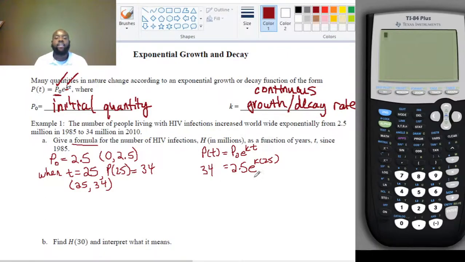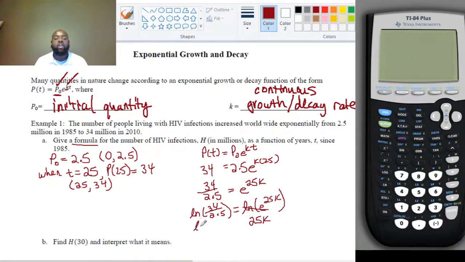And so here we have an equation with one single variable. Remember that e is a constant. We can solve for that by dividing both sides by 2.5. We can take the natural log of both sides. And we remember that the natural log and e are inverses of each other, so they undo each other. So we get 25k equals the natural log of 34 divided by 2.5. We'll calculate that later. And then we can divide both sides by 25.